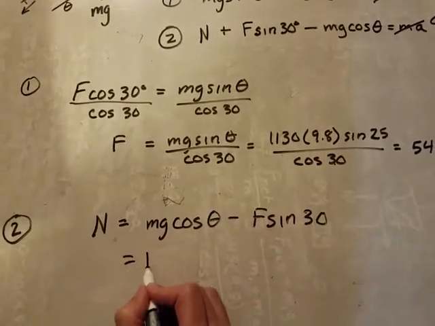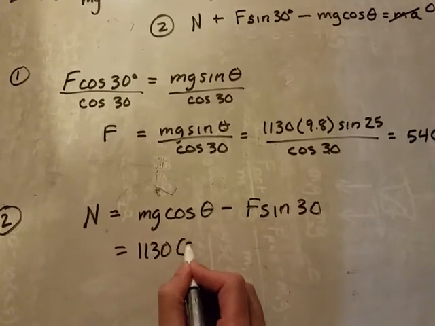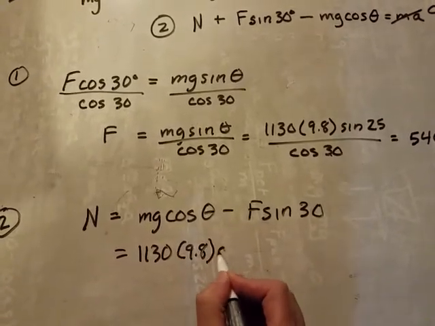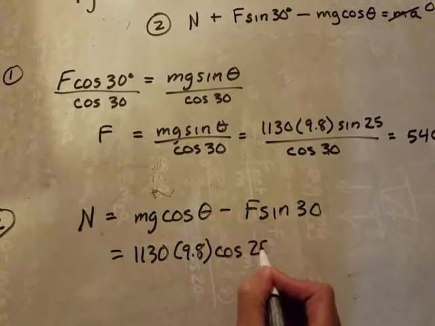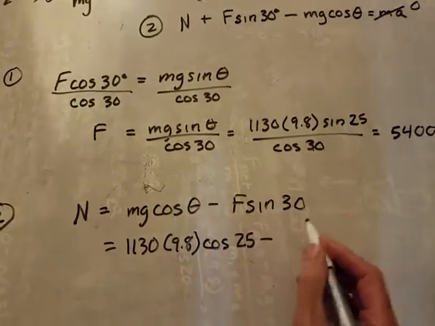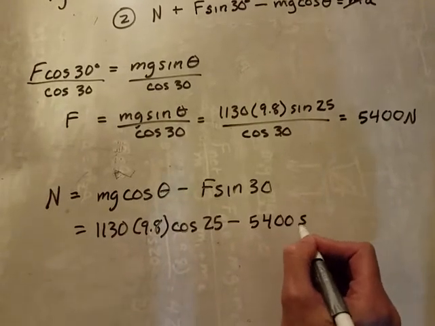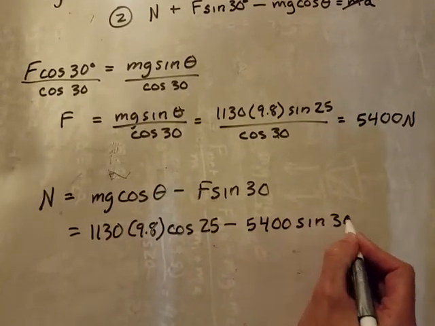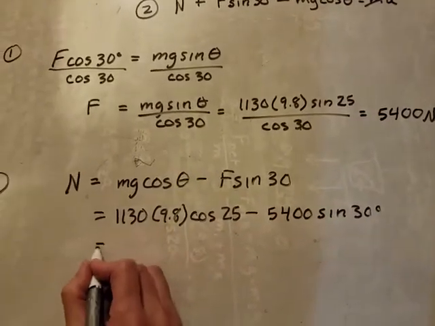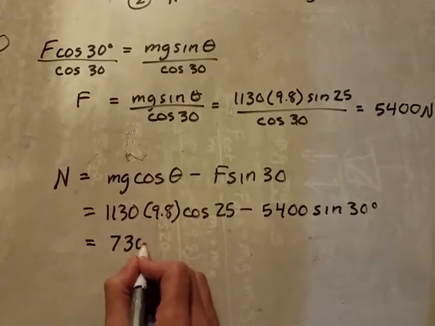So this is 1130 times 9.8 times the cosine of 25 minus the force we just calculated, so 5,400 times the sine of 30 degrees. And when all is said and done, that ends up being 7,300 newtons.